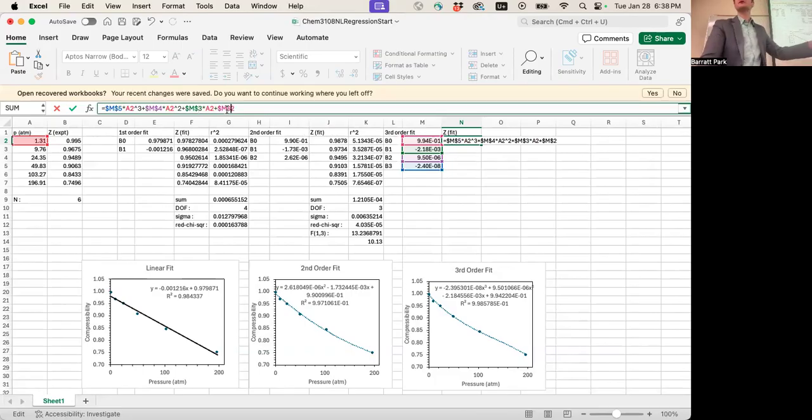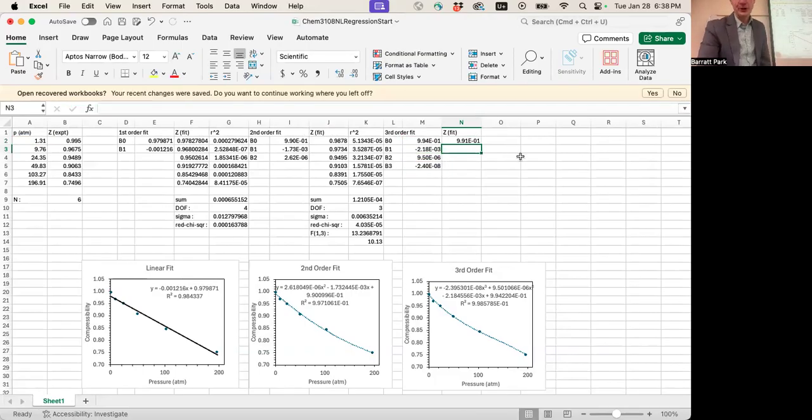Okay, now I think this equation's correct. I'll hit enter, and I think I can drag it down and calculate all these values. Now it looks correct, right? Down here, we get 0.75. That agrees with the experimental value. Up here, we get a number very close to 1. Looks reasonable.